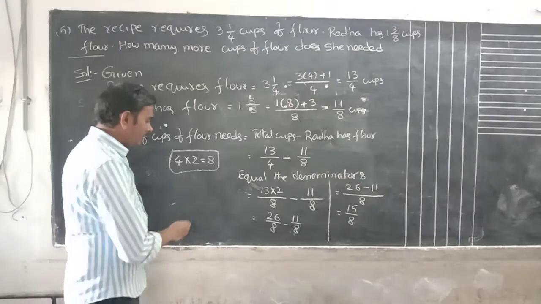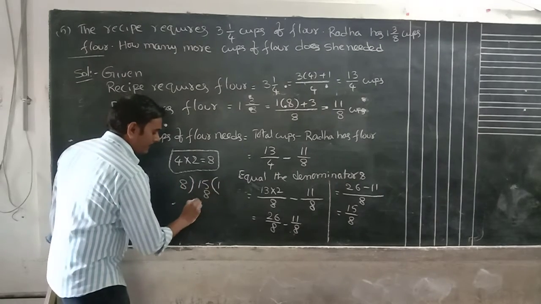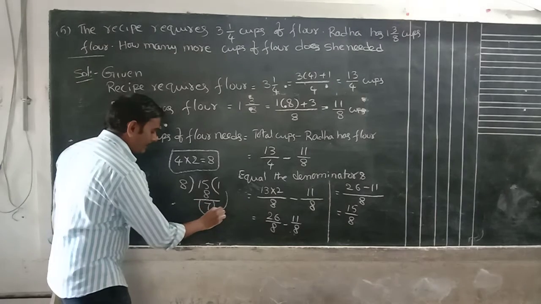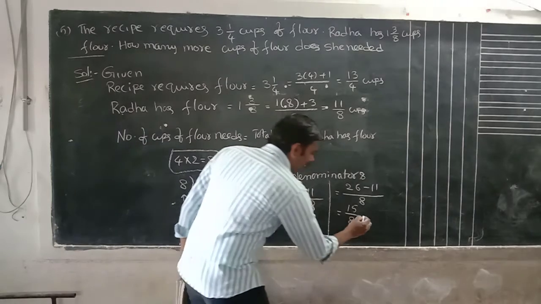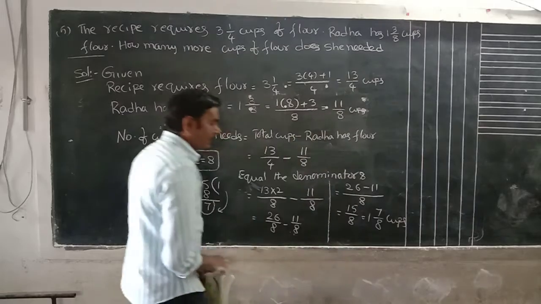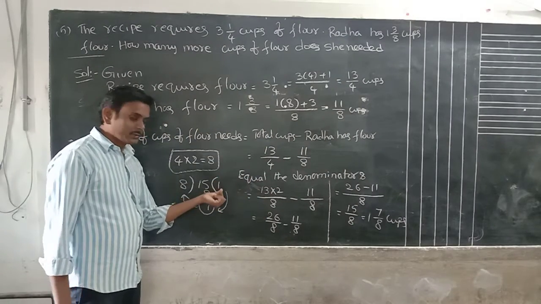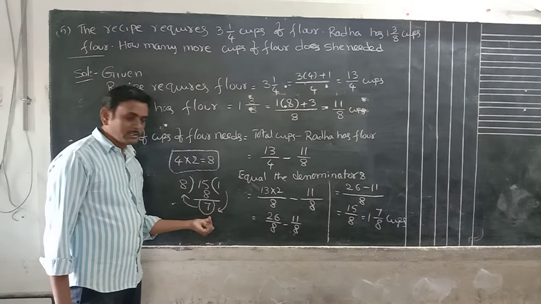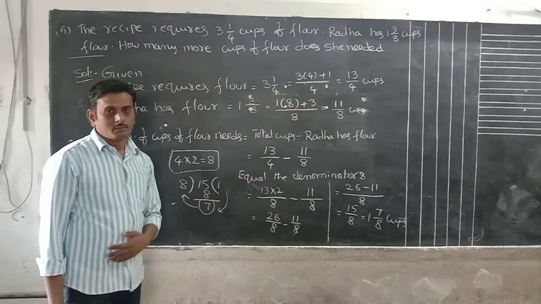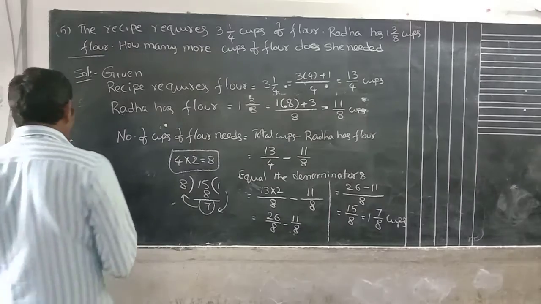Now convert into a mixed fraction. 15 divided by 8. 8 ones are 8. What is remaining? 7. 1 7/8 cups needed. Okay, divide 15 by 8 to convert into the mixed fraction. The quotient is 1, the remainder is 7, 8 is the divisor. 1 7/8 cups of flour is needed. That is the answer for this question. We will go for the next question.